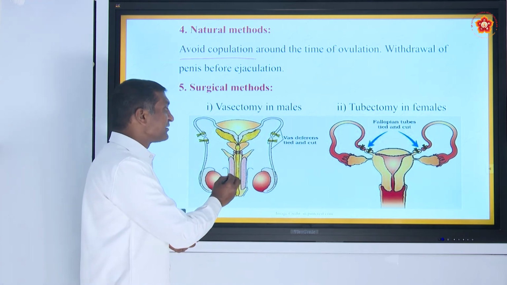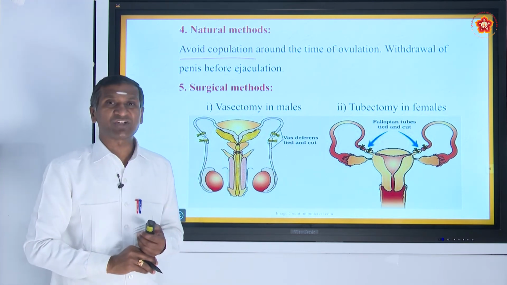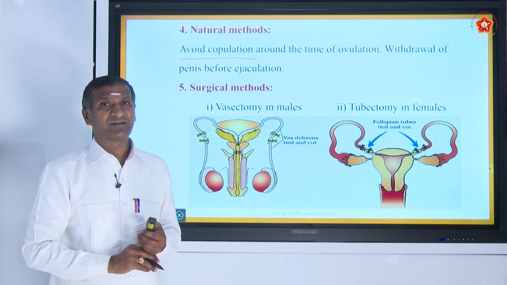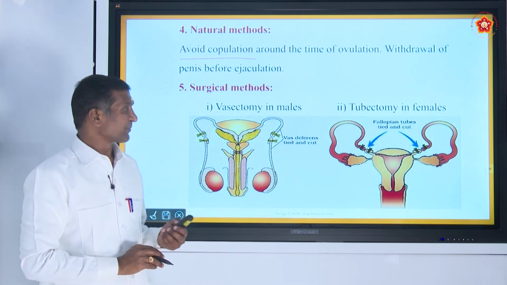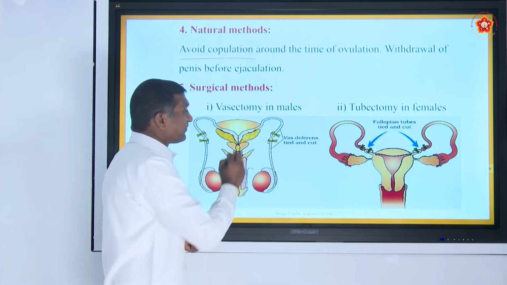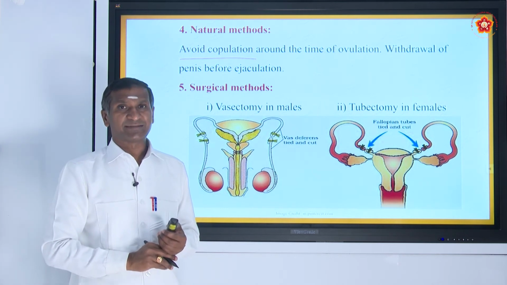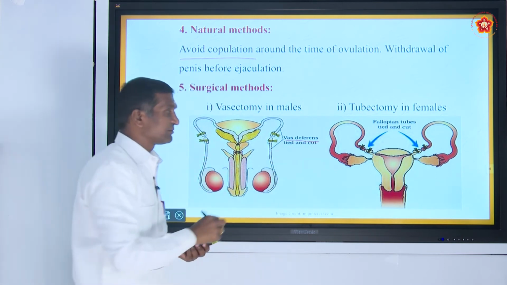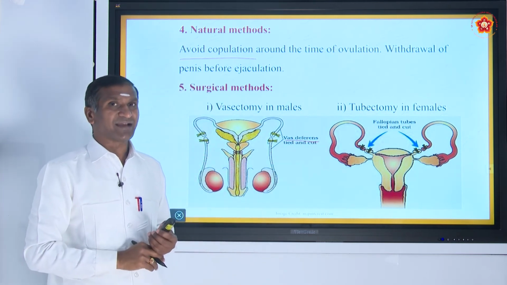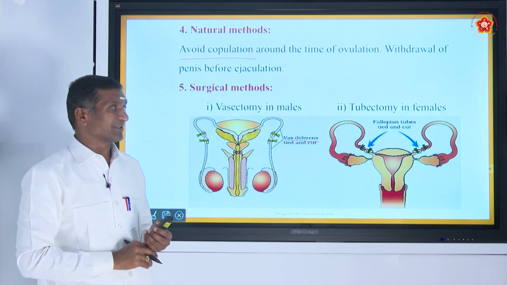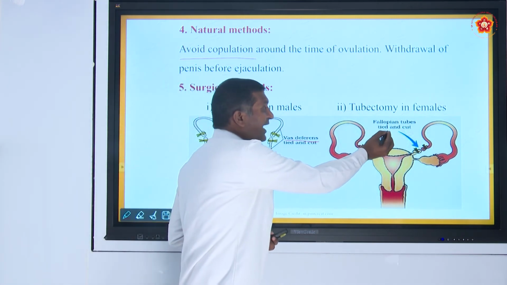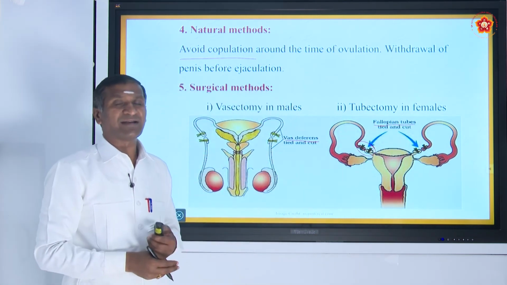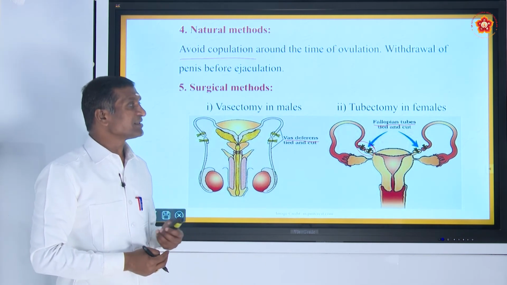In males, vasectomy is one of the surgical methods of birth control. A cut of the vas deferens and it is being tied. That is vasectomy. Tubectomy, a cut of the fallopian tube and tied. That is tubectomy.